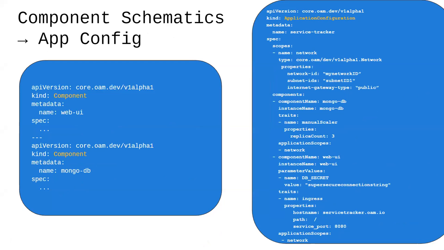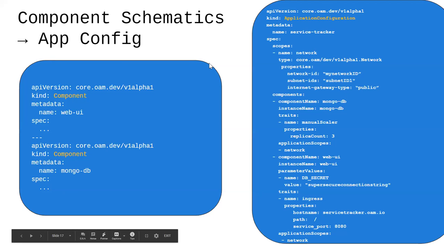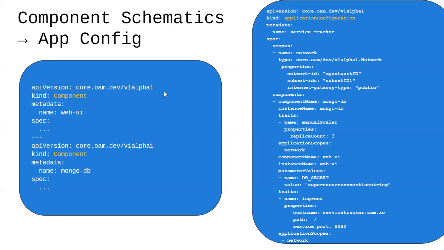So going back to our sample application, we had our web front end and our database back end. Here, I've just modeled them in the same file because they're YAML. And the application developer has provided this information. The application operator is going to go ahead and pick out the desired components. So we want to pull out that web UI and we're going to pull out that MongoDB. The parameters have already been filled in there and we're just applying the necessary traits and scopes. So for that MongoDB, we give it an instance name. We've also given it a manual scalar trait and we're going to set the replica count to 3. We want it living inside the same network scope, which we have instantiated above.